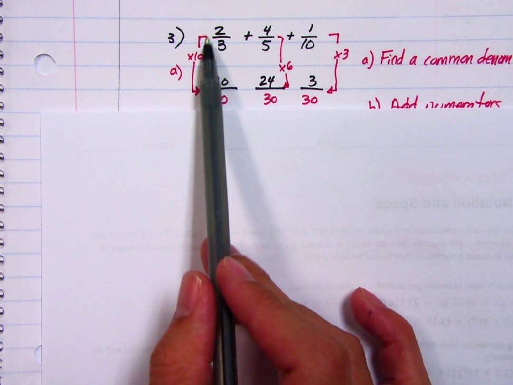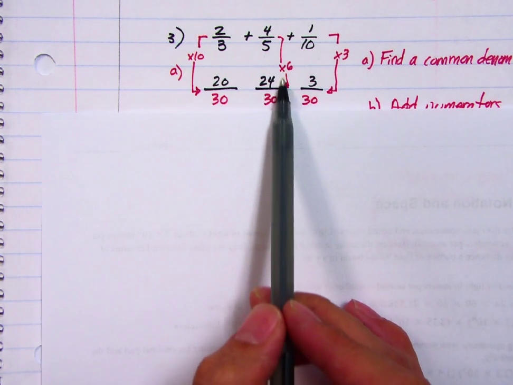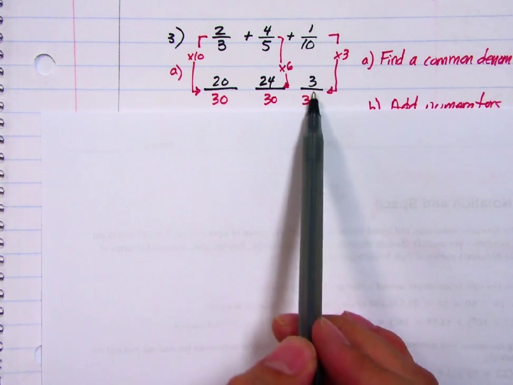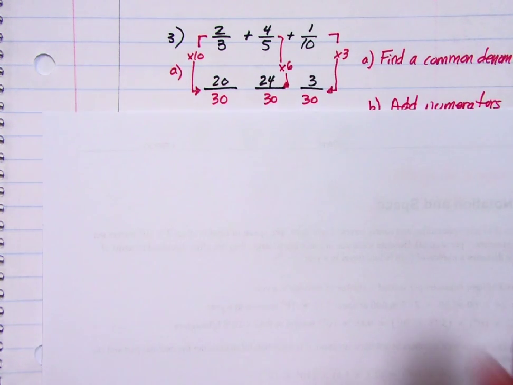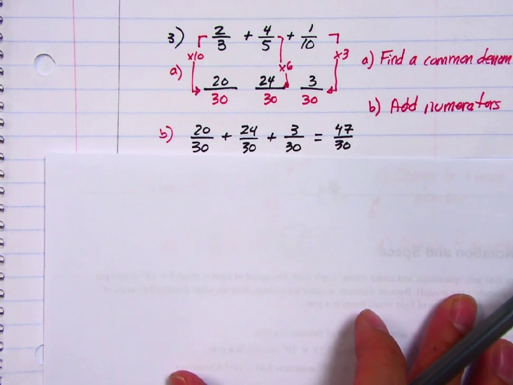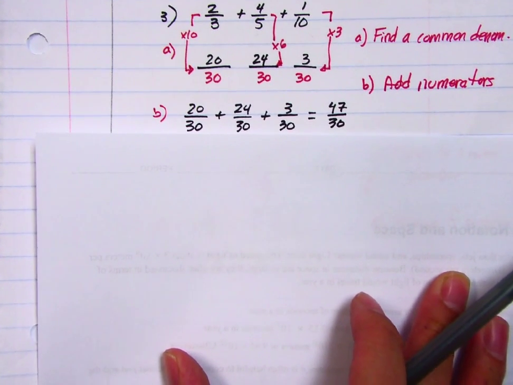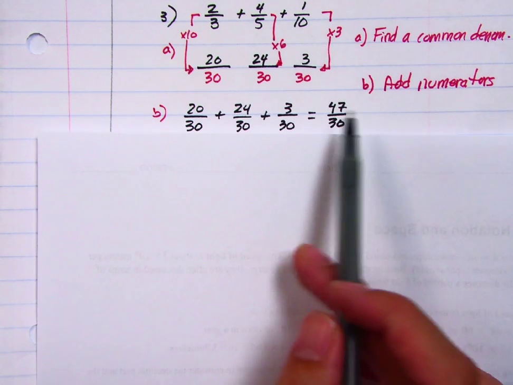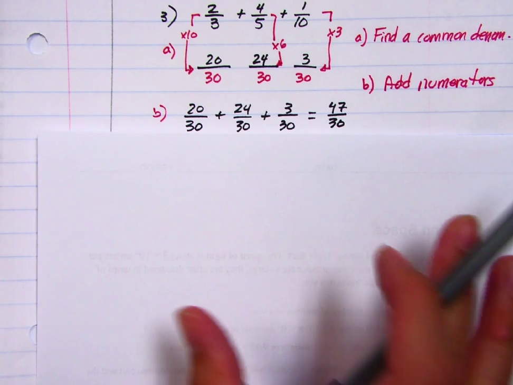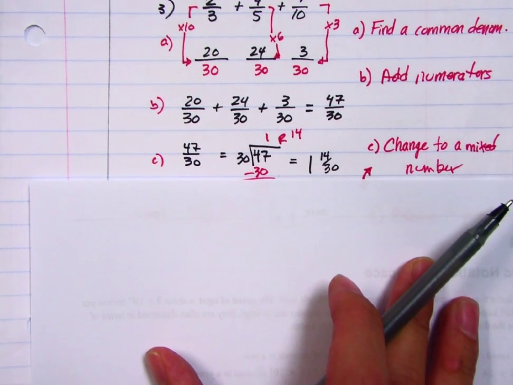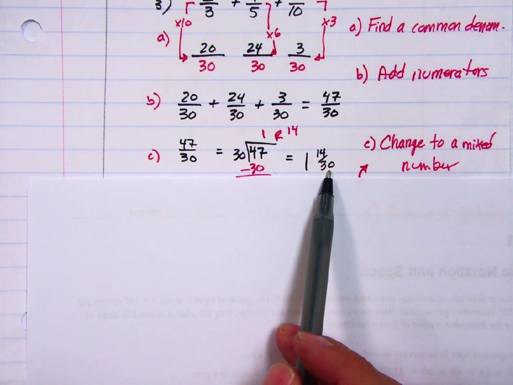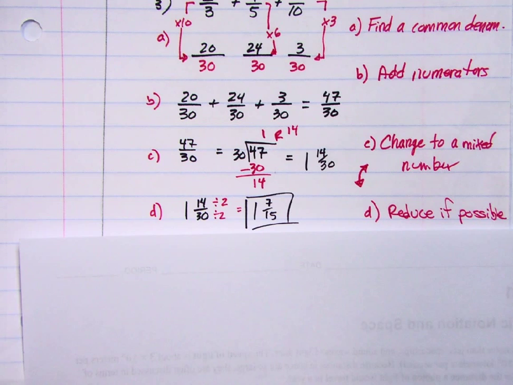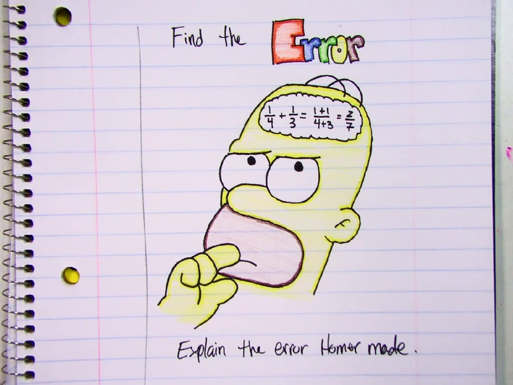So this first one gets multiplied by 10. The second one gets multiplied by 6. And the last one by 3. As long as you multiply the top and the bottom, then it's equivalent fractions. Okay, now I can go ahead and add the numerators. I do that. And at this point, you can do one of two ways. You can either reduce and then change it to a mixed number, or go to a mixed number and then reduce. I decided to change it to a mixed number first, which is 1 and 14/30, and then reduce it, which is 1 and 7/15.